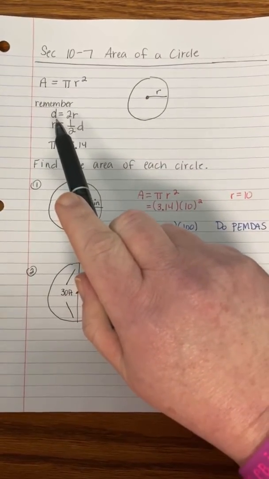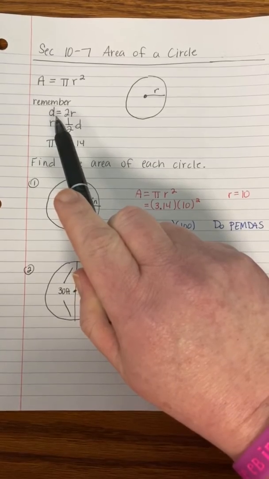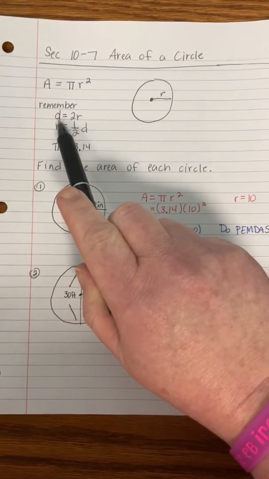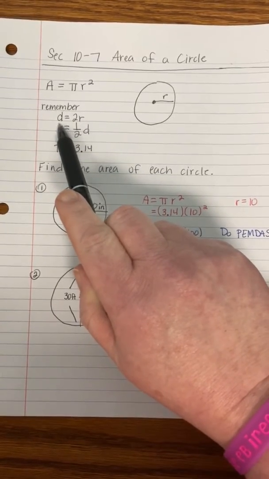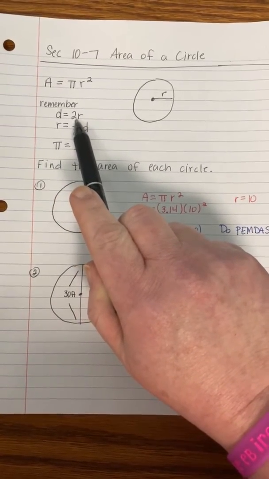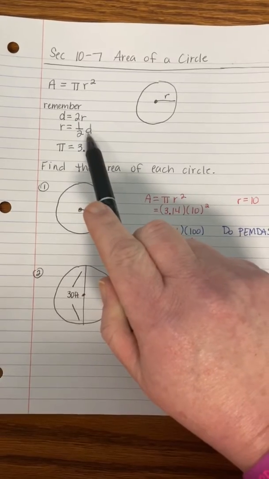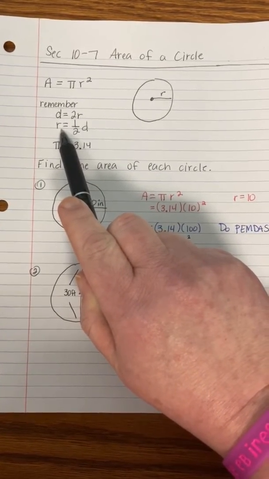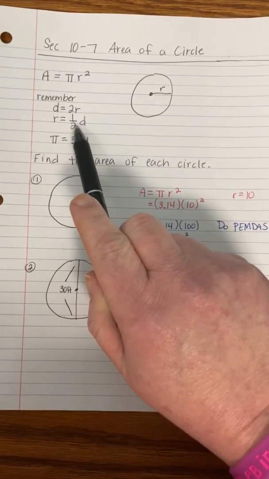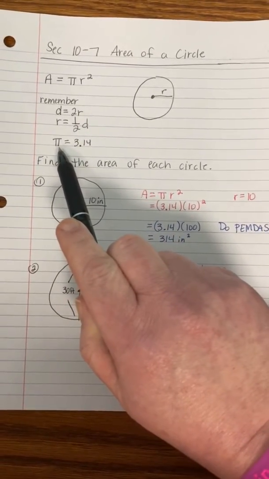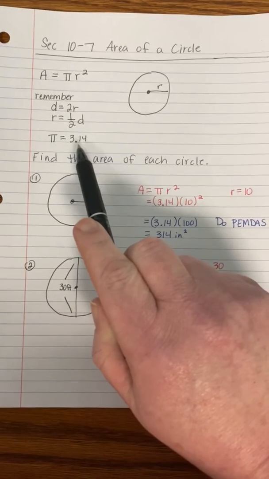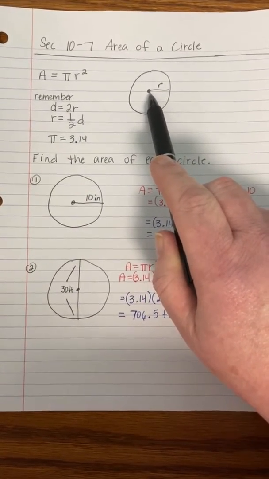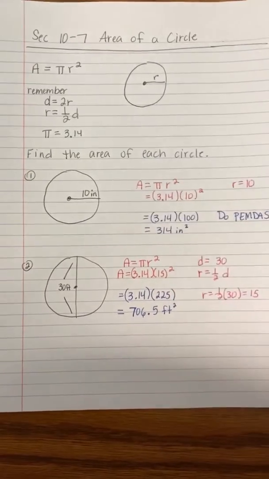All right, so go back to day one of when we first started the circle stuff. And remember, if they give you the radius and you need to find the diameter for some reason, you just double it, multiply it by 2. And if they give you the diameter and you need to find the radius, which is going to be what we're going to be looking at on this section, then you take half of it. And then don't forget that we can replace pi with 3.14. And then remember, your radius goes from the center out to the circle.